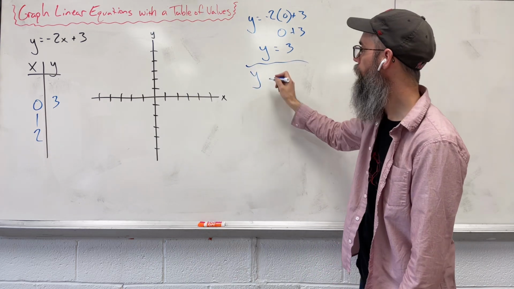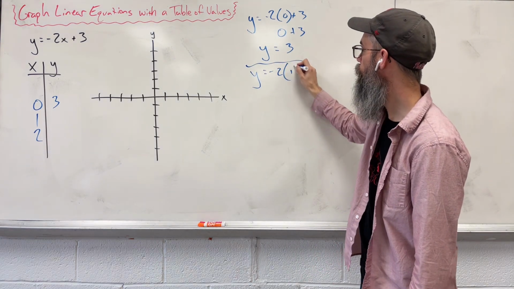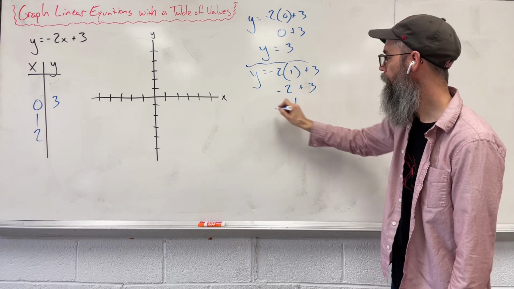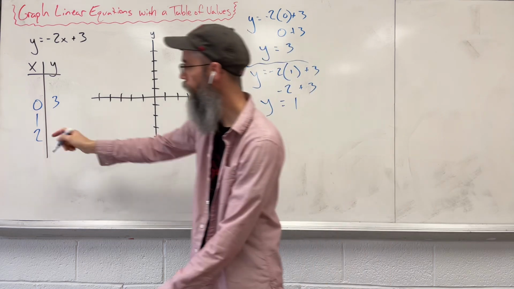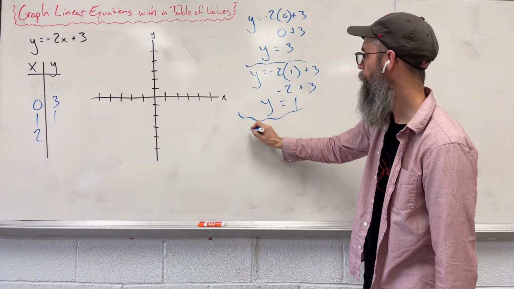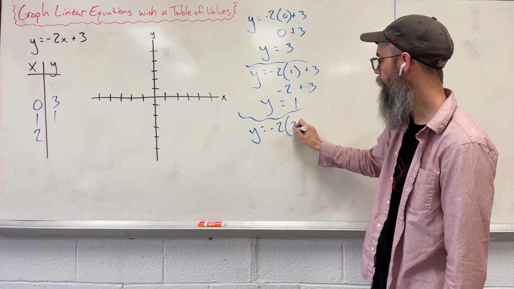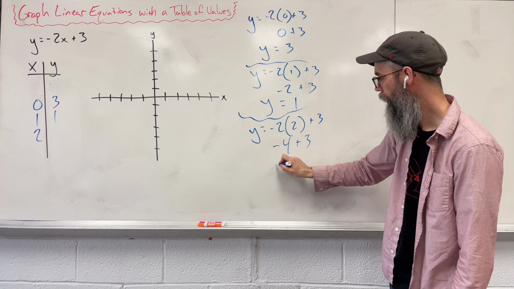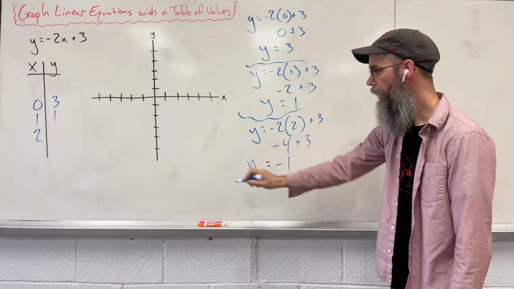If I plug in a 1, -2 times 1 is -2, and plus 3 gives us a 1. So I plug a 1 in, out comes a 1. And let's try with a 2. y equals -2 times 2 plus 3, -4 plus 3, giving us -1.